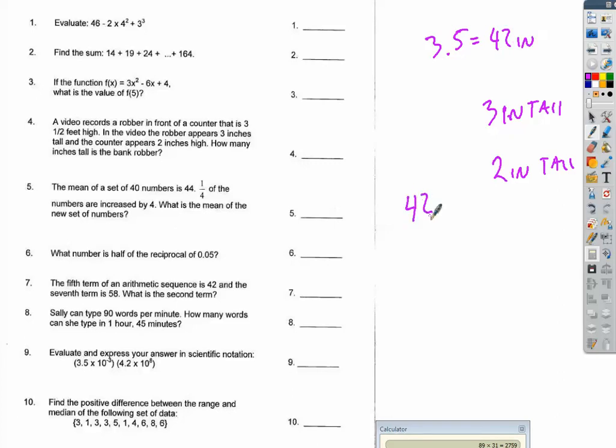So I know that 42 inches over the bank robber is going to equal the height of the bank robber in the video under the height of the counter. What's the scale factor to go from here to here? 21. So what am I going to multiply this by? 21. So 3 times 21 is 63 inches tall.